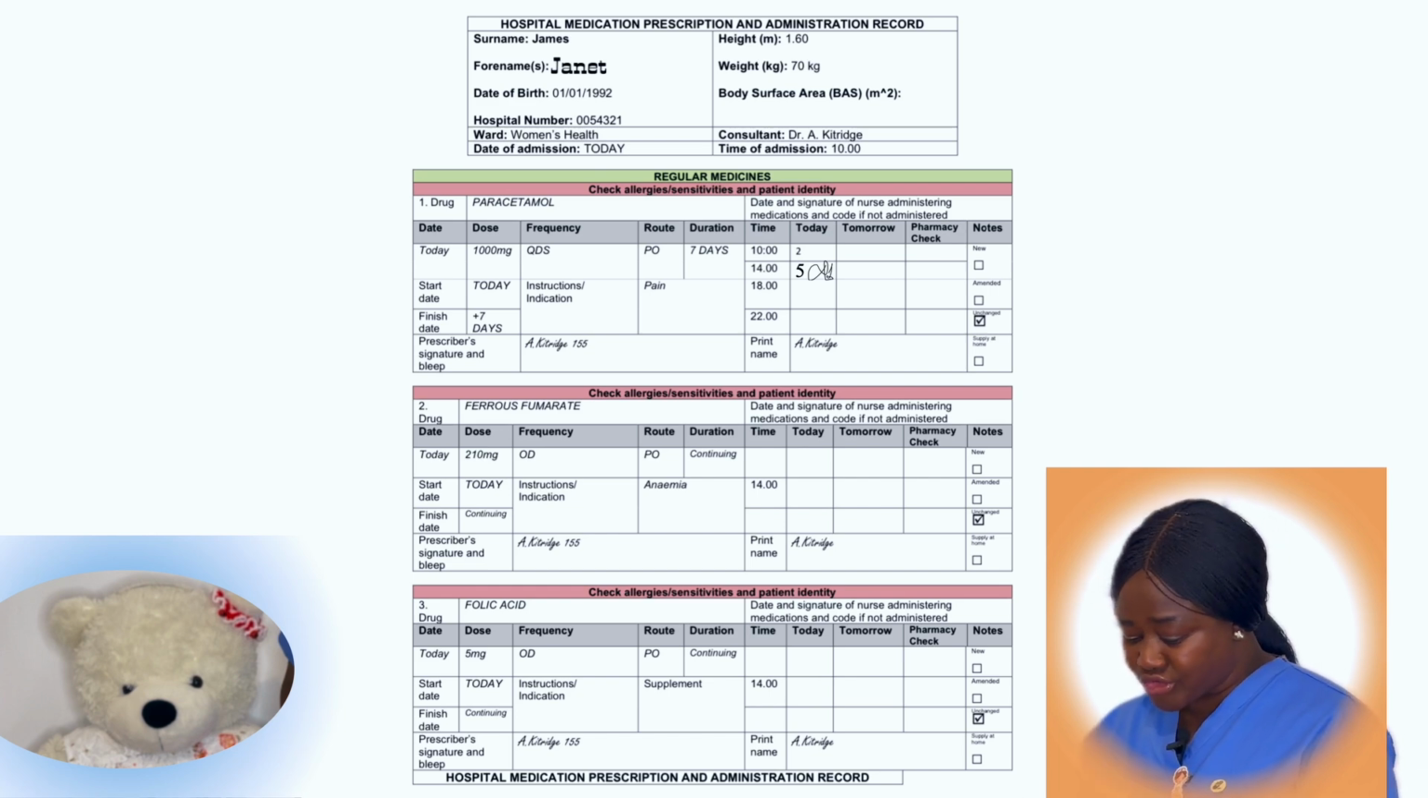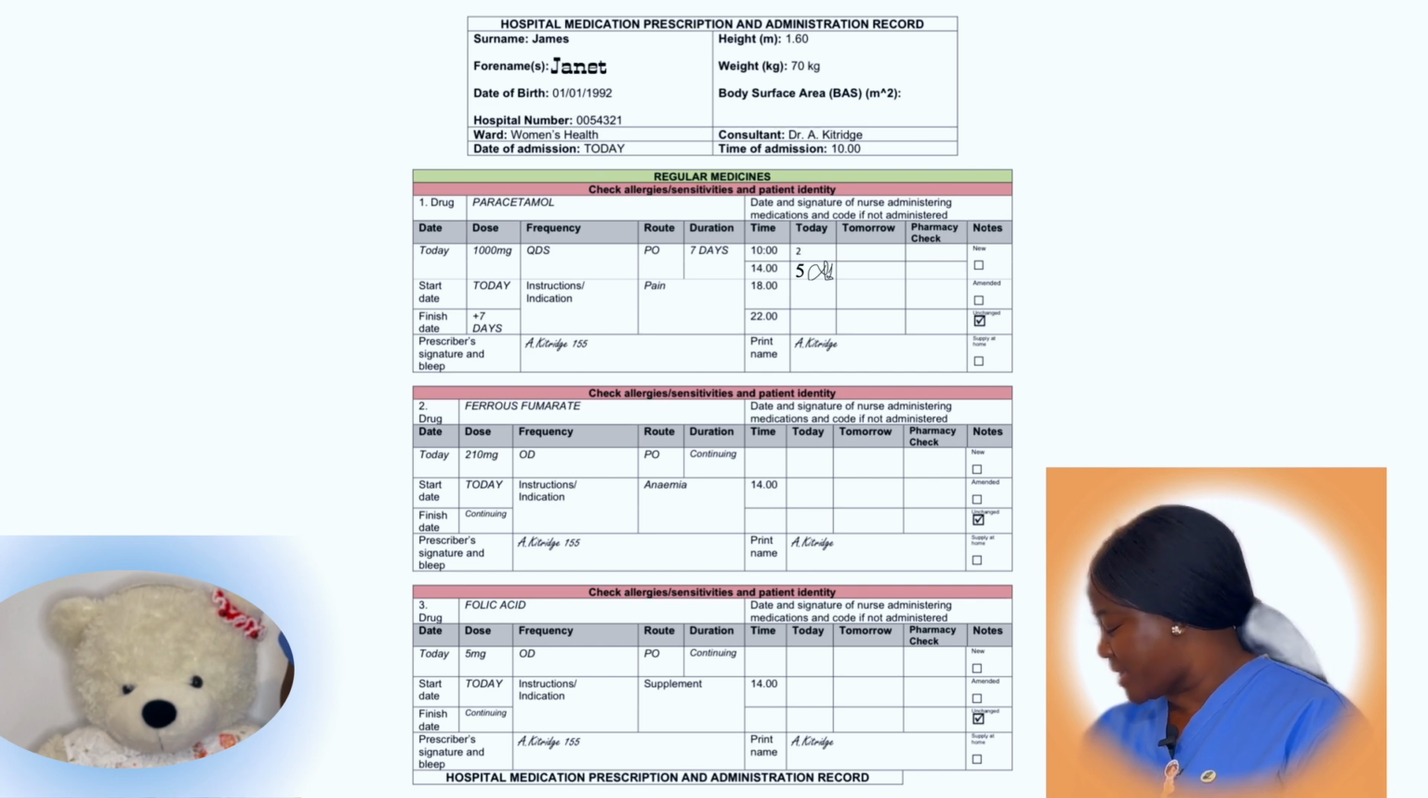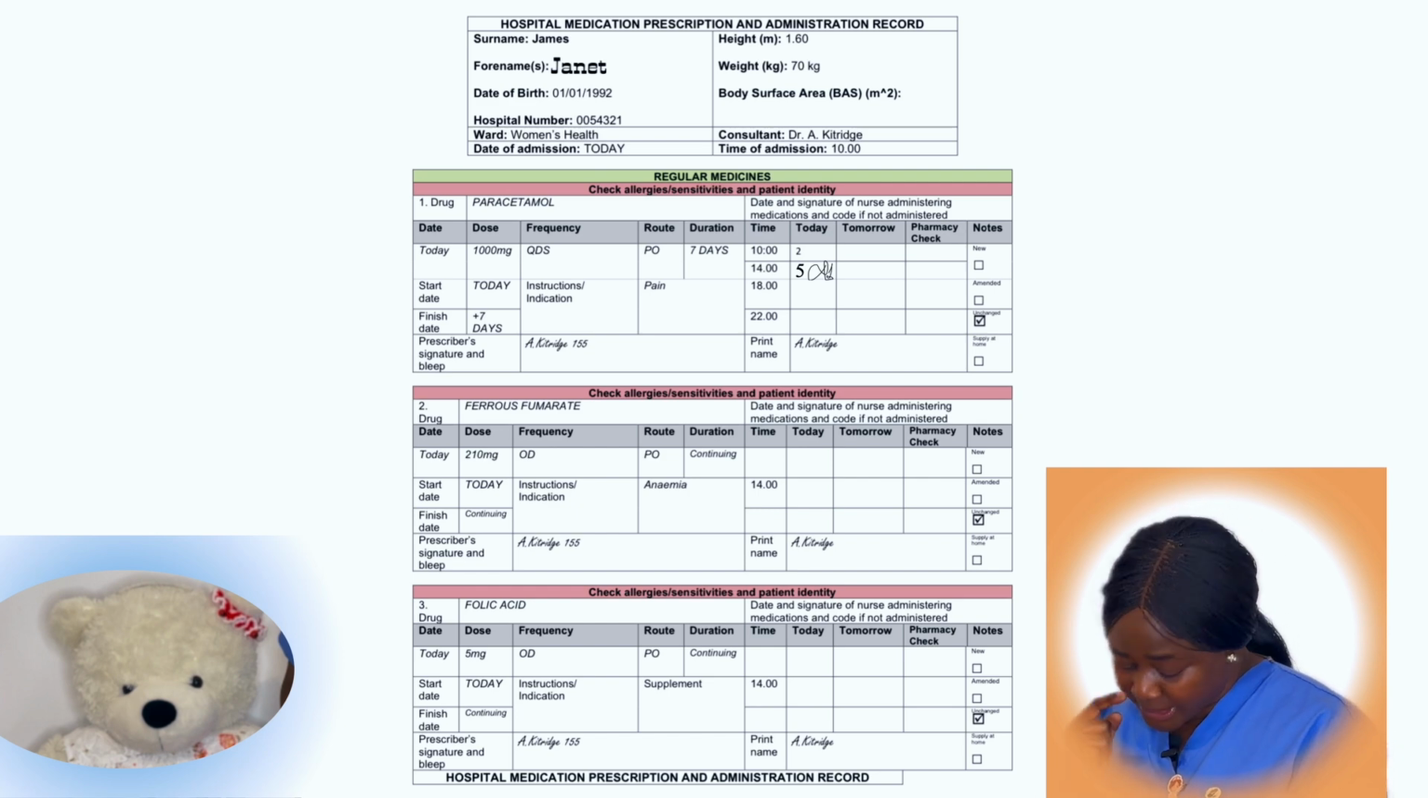Okay, Janet. Ferrous fumarate is a supplement to treat anemia. Some of the side effects can be constipation, and your poo may become darker, which you may experience and you may not experience. Are you happy to have this medication? Yes. Okay, perfect. I'll be coming back to give that.